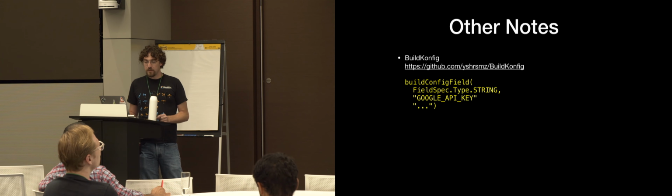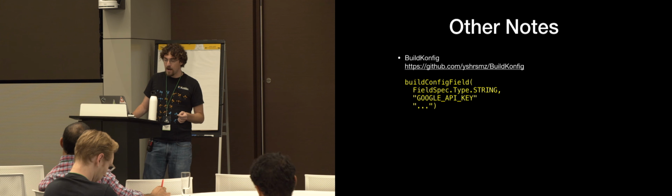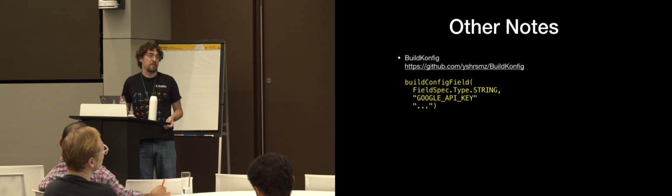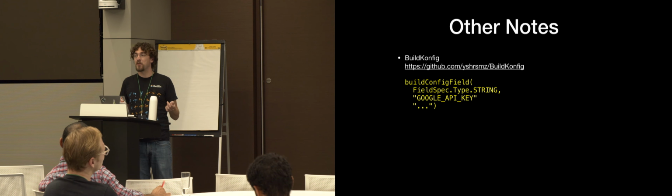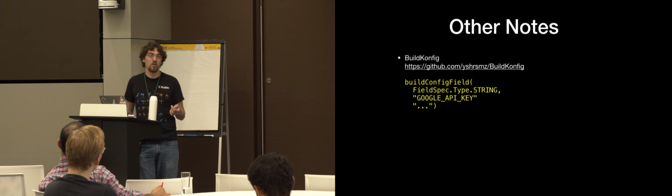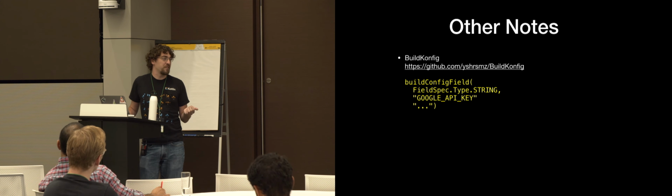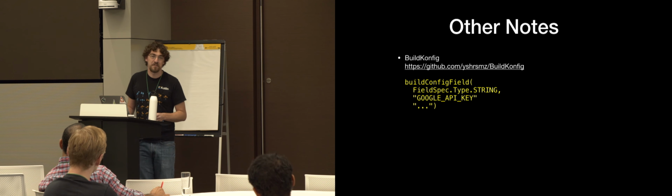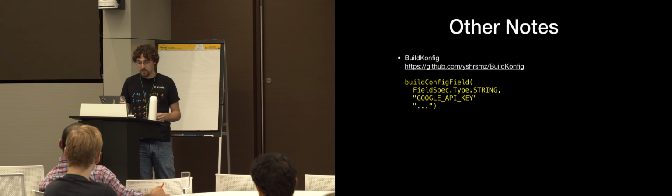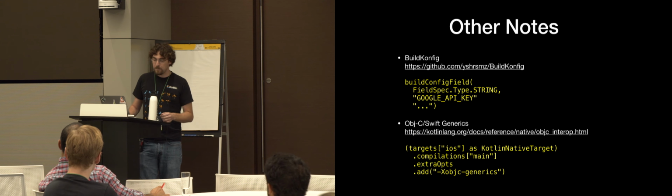A couple other fun notes. One other dependency that I use in here that I haven't talked about yet is called BuildKonfig, with a K. It gives you essentially a multiplatform version of Android's BuildConfig tool. This is really useful if you want to inject some field from your Gradle script. I use this for the Google API key that we need for the Google API client.